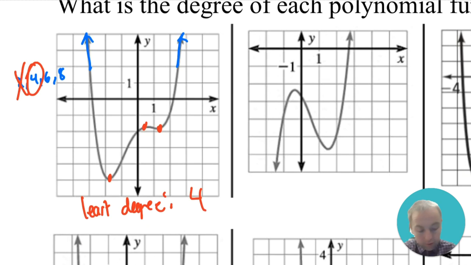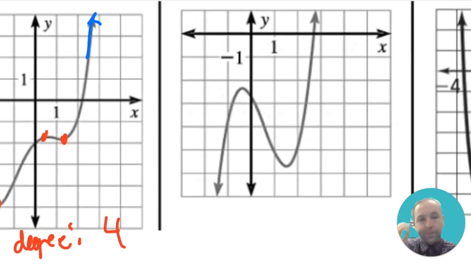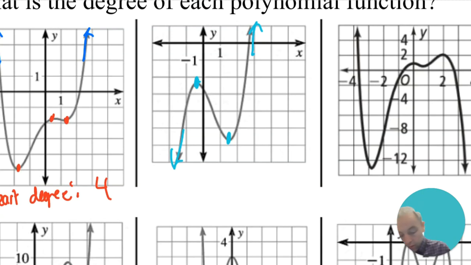Okay? And then when you look at the second graph right here, you can see that the ends are going in opposite directions. So then it's got to be an odd degree function. And then you can tell that it's not going to be degree 1 because it's got some bumps in it. So it's got exactly 2 turning points. That means the least degree would have to be at least 1 higher than 2 turning points, which would be 3. So yeah, the least degree for this one would be 3. So it is a cubic function.